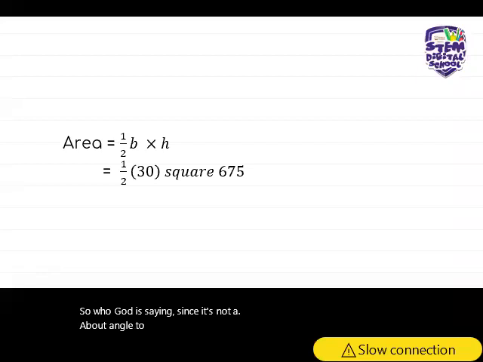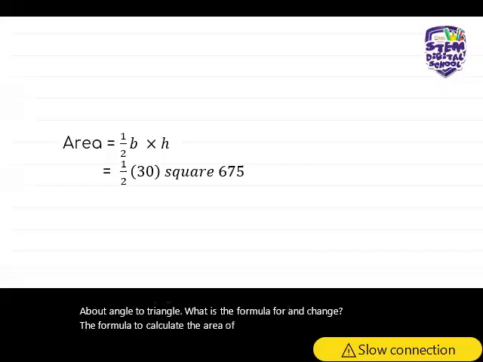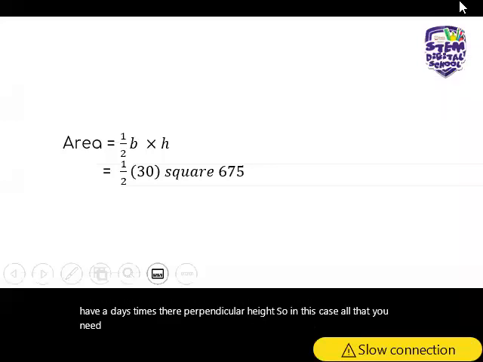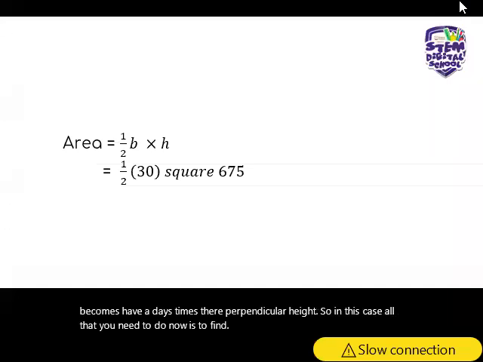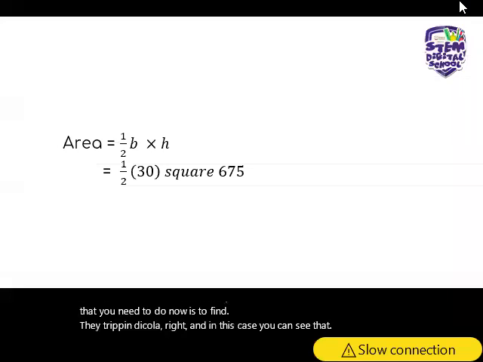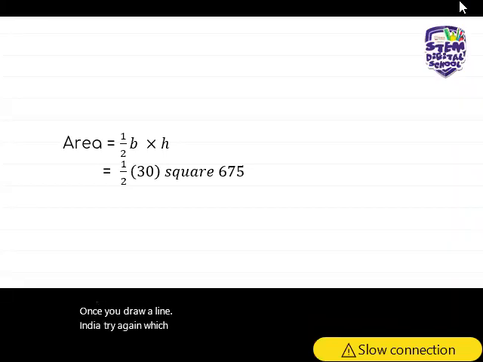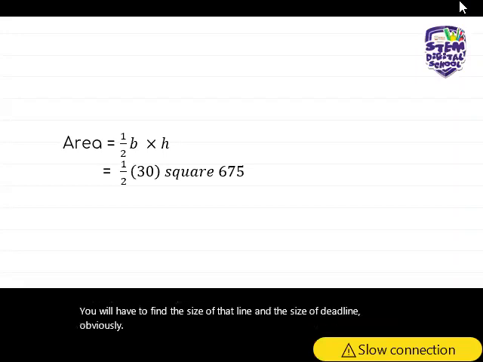The formula doesn't change. The formula to calculate the area of a triangle does not change. It becomes half a base times the perpendicular height. So in this case, all that you need to do now is to find the perpendicular height. And in this case, you can see that once you draw a line in your triangle, which cuts the bottom line in the middle, where you have 90 degrees, you will have to find the size of that line. And the size of that line, obviously, if you cut the other line, it will be half.